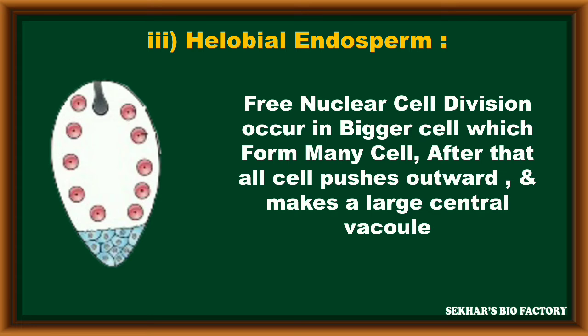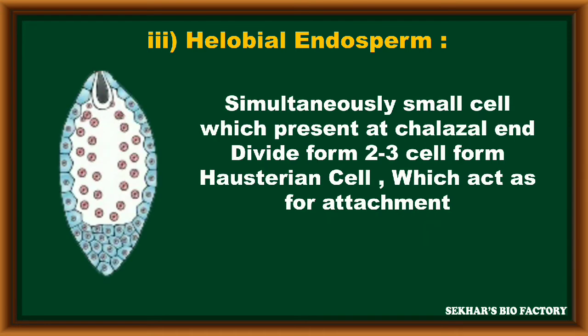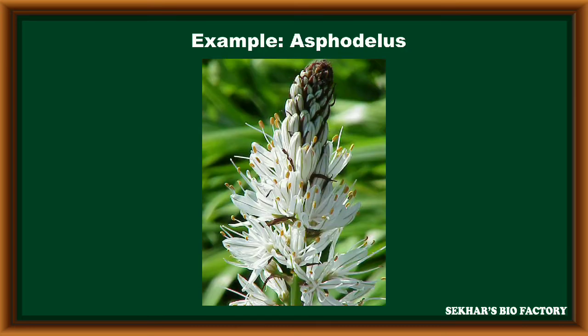After completion of nuclear division, all these nuclei are pushed towards the peripheral region due to the central vacuole. Simultaneously, the small cell, which is present towards the chalazal end, forms 2 to 3 cells and becomes the haustorial cell, which acts for attachment. For example, Asphodelus is a plant having helobial type of endosperm development.